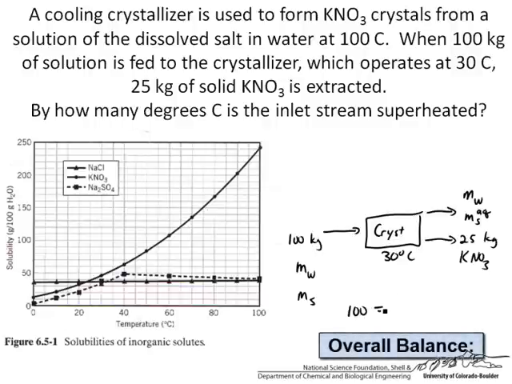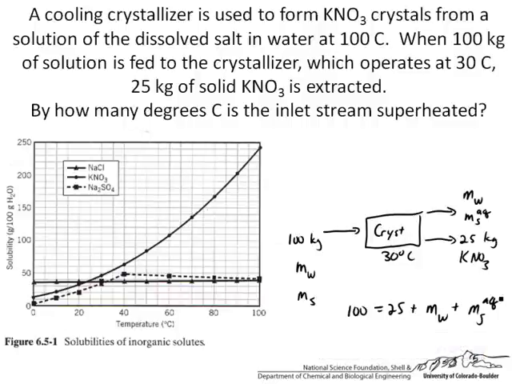If we do an overall balance, then that's just in equals out because there's no reaction. So we have 100 kilograms total coming in is equal to 25 kilograms of the salt coming out, plus the mass of the water, plus the mass of the salt in the aqueous phase.